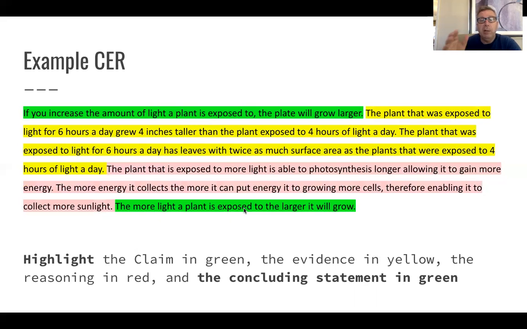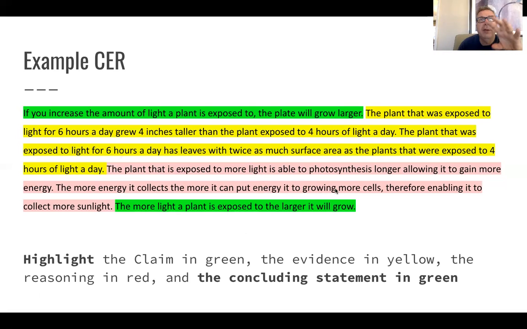And then we went ahead and stated the claim. So you can see that it's different than the previous one. The more light a plant is exposed to, the larger it will grow. So nice, simple claim sentence. And you can see that, like I mentioned before, I think this is my third time mentioning this, it's not a long paragraph, right? We have maybe 6 sentences, so anywhere from 6 to 10 sentences is all you really need to do.